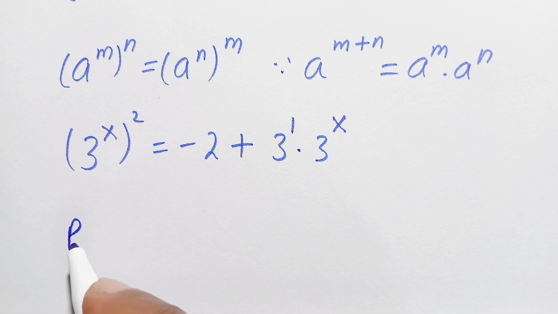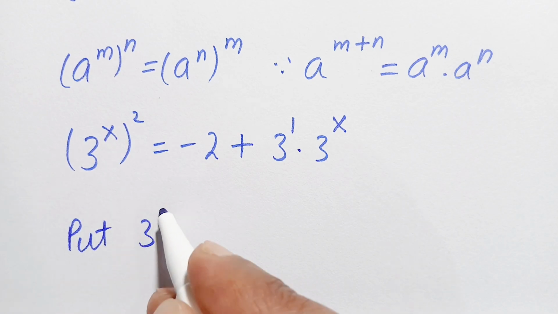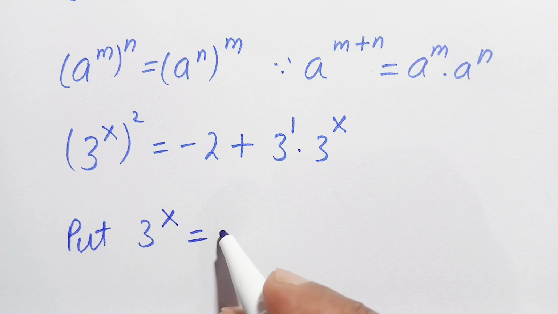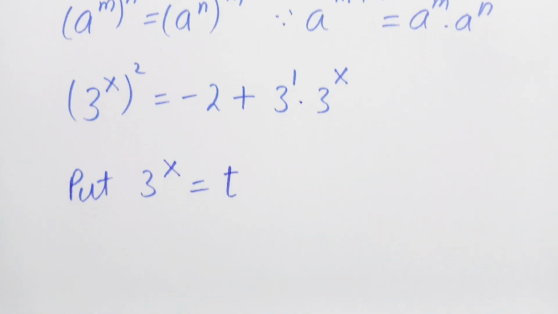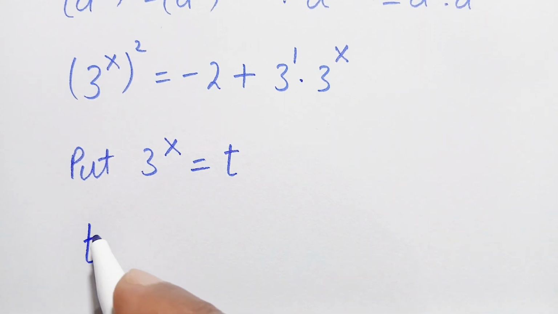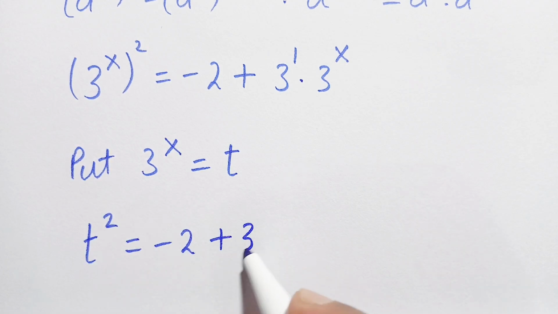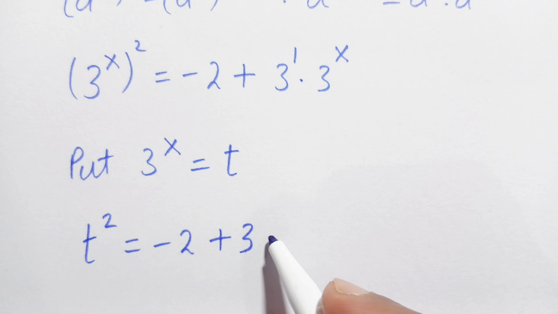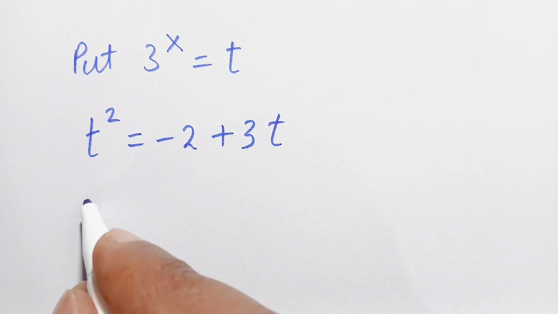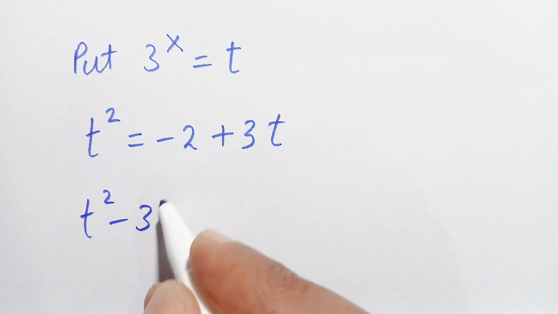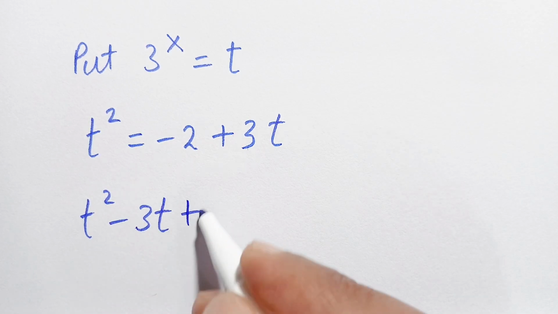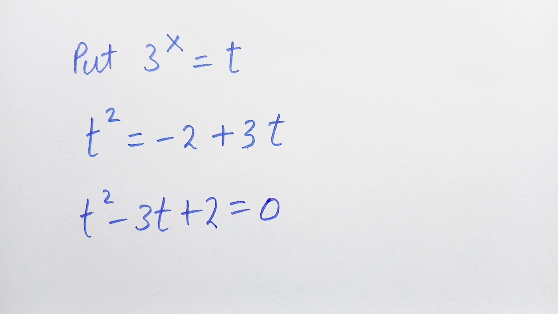Now we can put 3^x equal to t. Therefore this becomes t square is equal to -2 plus 3t, where 3^x is equal to t. We can rearrange this as t square minus 3t plus 2 is equal to 0.